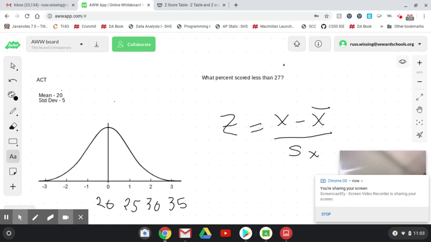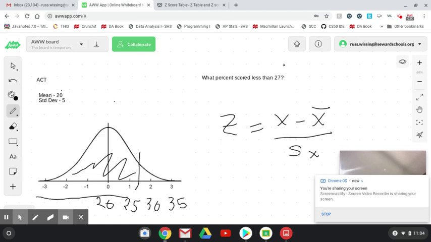All right, now a little bit harder problem is if they asked you what percent scored less than a 27. The problem with the 27 is it's not exactly a number of standard deviations above or below the mean. So a 27 is going to be somewhere right over here, and I want to know what percent scored less.